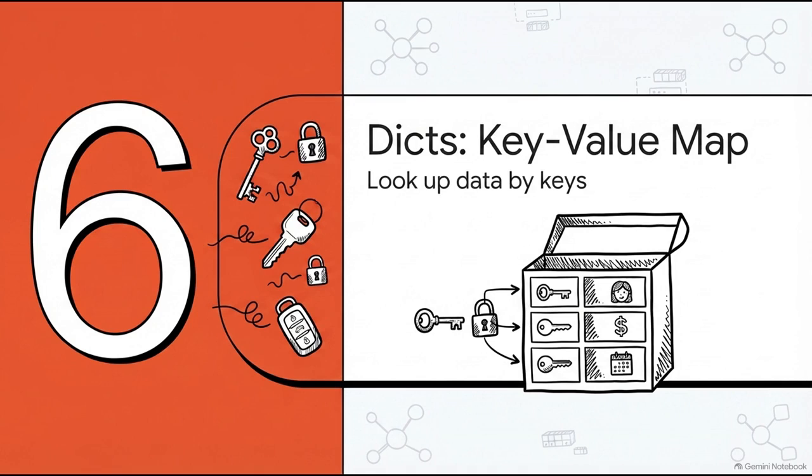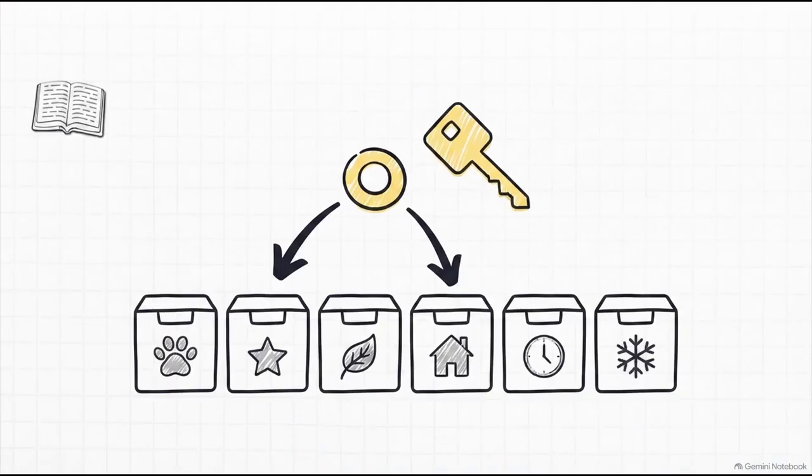Section 6, dictionaries, key value mapping. Okay, let's look at a totally different way to organize your boxes, one that doesn't rely on numerical order at all. Instead of a sequence, a dictionary lets you slap a clear, readable label onto a box. This label is called a key, like a person's name, so you can instantly look up its value.